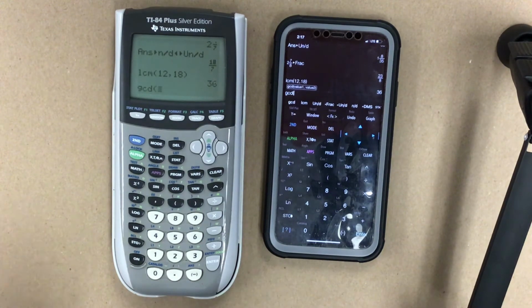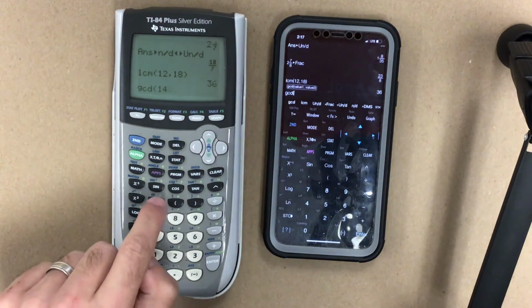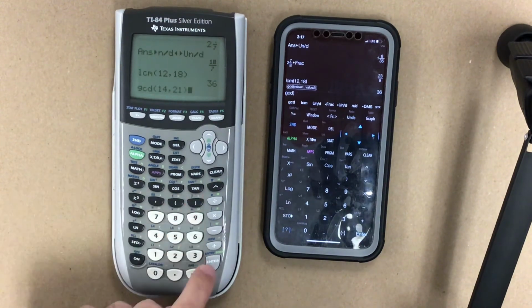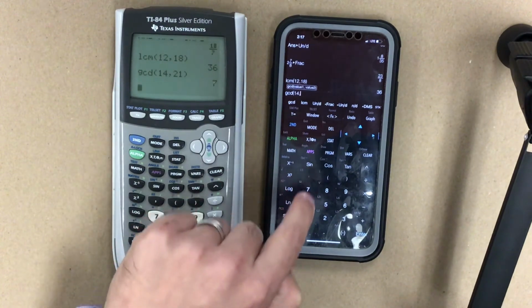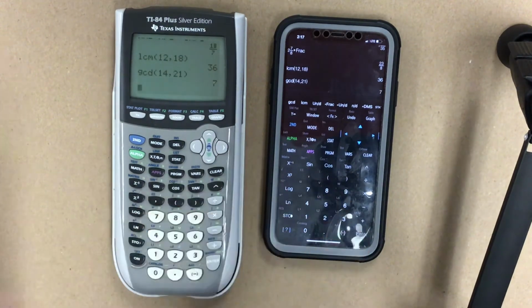So for example, let's just use two numbers. Let's say we want to find the greatest common factor between 14 and 21. So 14, comma, 21. Close my parentheses, gives me 7. 14, comma, 21 on the phone gives me 7. That means that's the greatest, the largest factor that will go into both 14 and 21. So that's just how you could use those buttons to help you with your math problems.